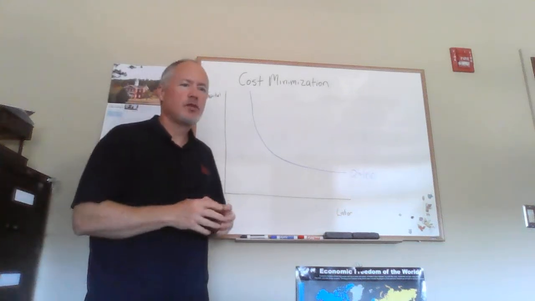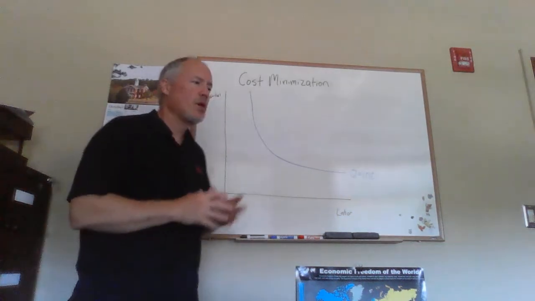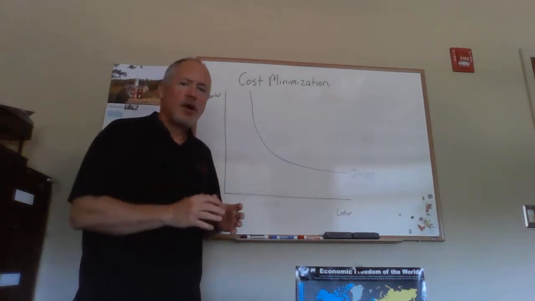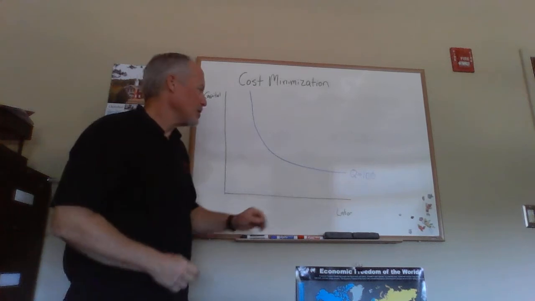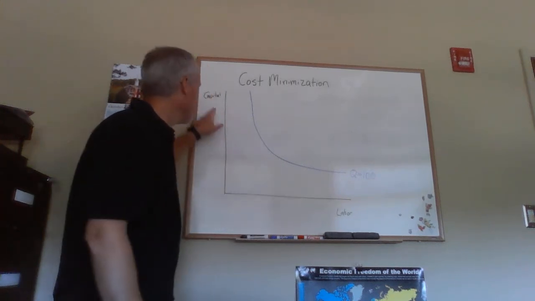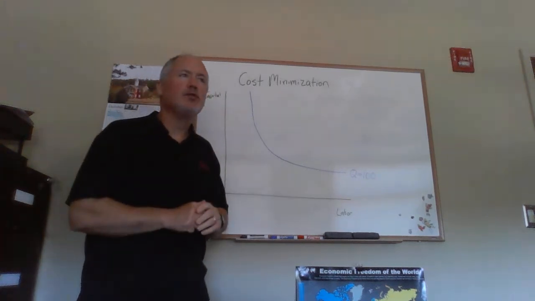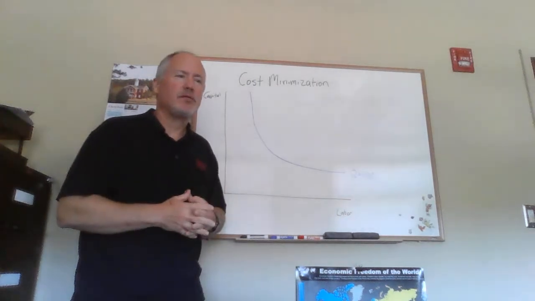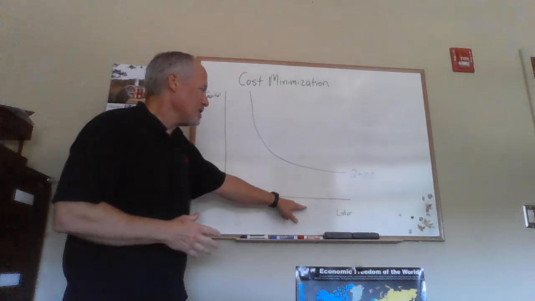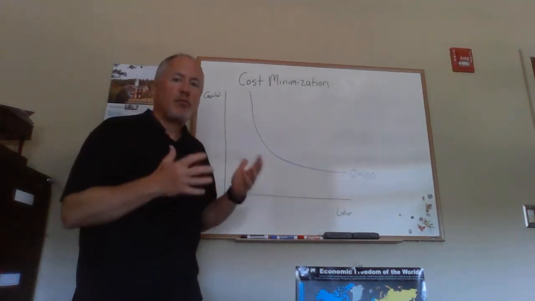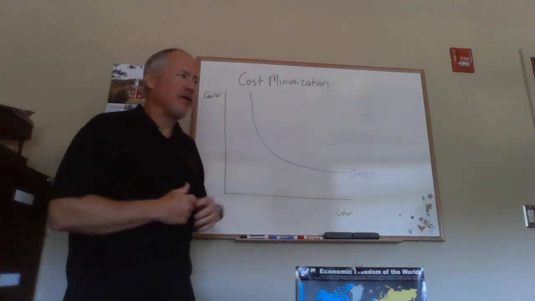Right. This video is going to talk about cost minimization. We've covered the isoquant and the isocost separately, but in graphing each of them, they use the same axes, labor and capital, for our two input model of the firm. Since they use the same axes, we can actually graph both of them on the same diagram.